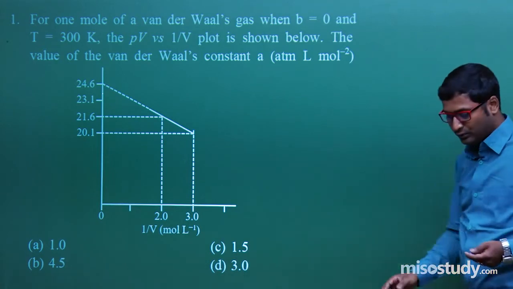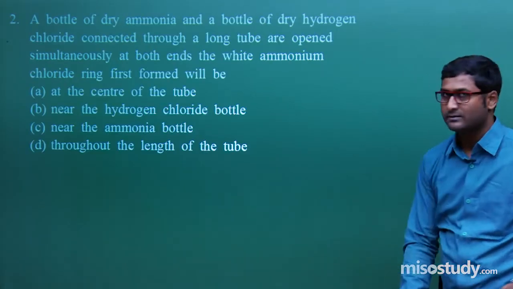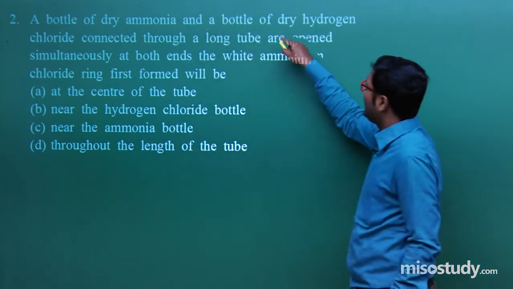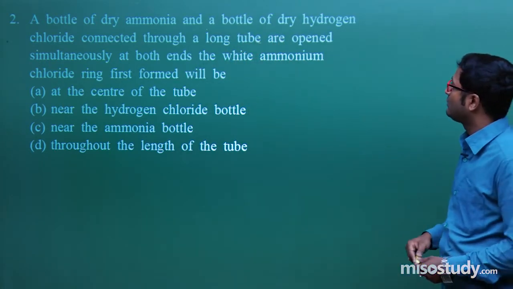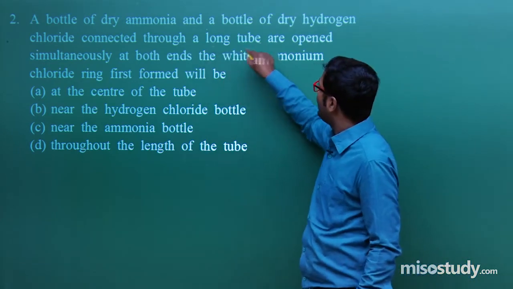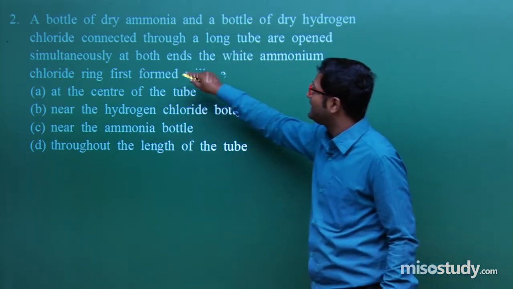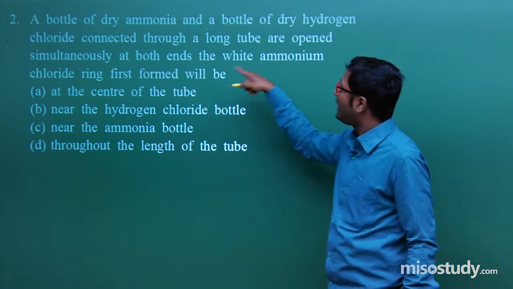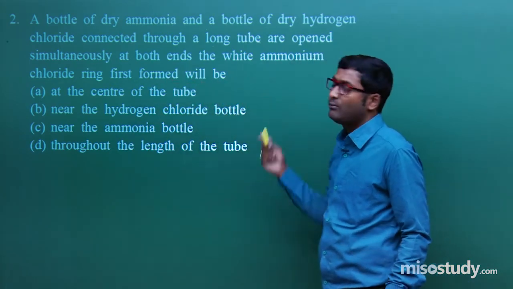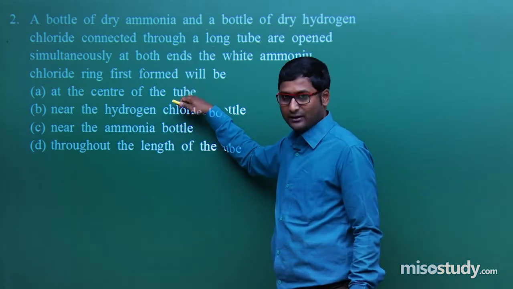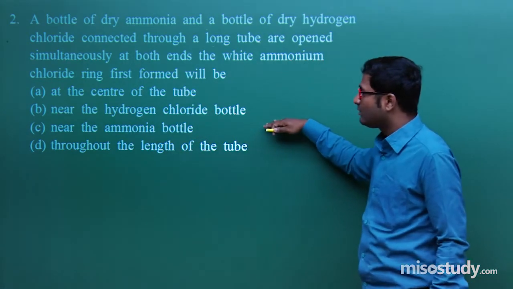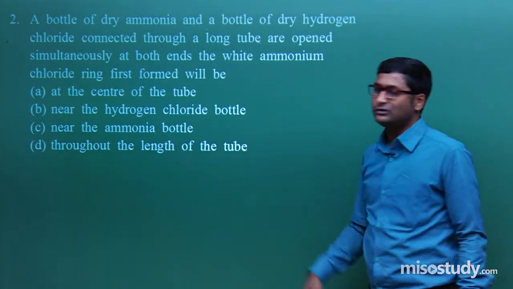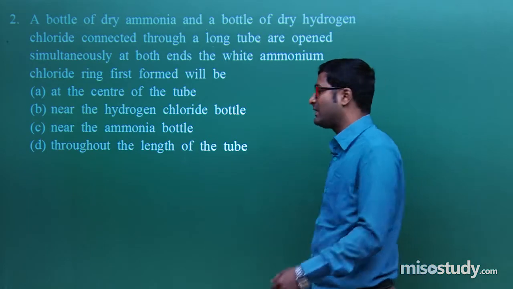Now let's move to the next question. Next question is, look at what is given here. A bottle of dry ammonia and a bottle of dry hydrogen chloride connected through a long tube are opened simultaneously at both ends. The white precipitate of ammonium chloride ring first formed will be at the center of the tube, near the hydrogen chloride bottle, near the ammonia bottle, or throughout the length of the tube. That's the question. Now listen carefully how to solve.